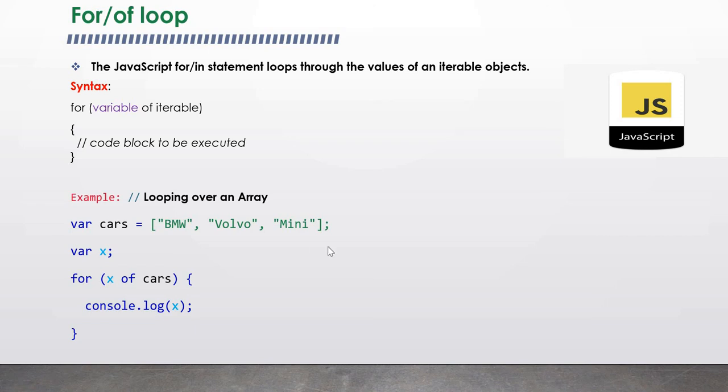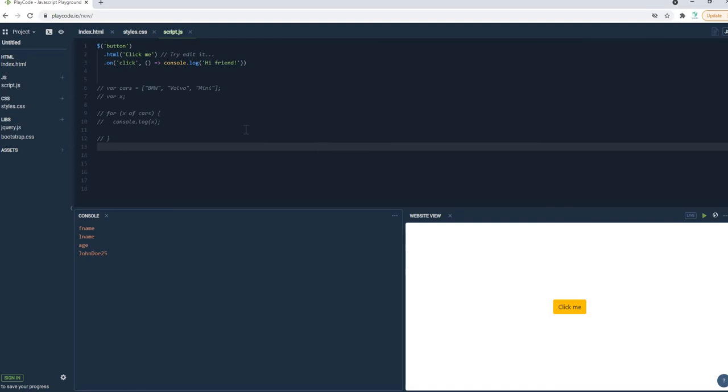Let's go back to our playcode and see how this works. Here is the same example we just explained. Let's run it. So this is our variable x. For every iteration, it takes the value of the next property. It starts from 0, so it checks the next property and assigns it to the variable.